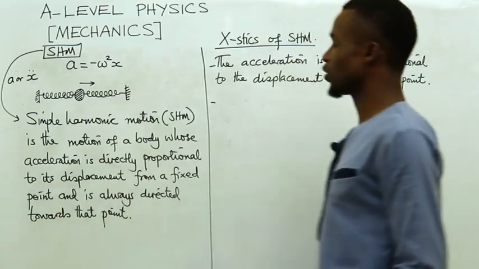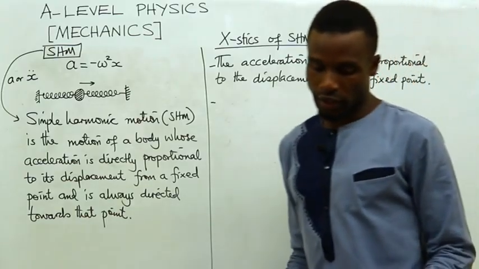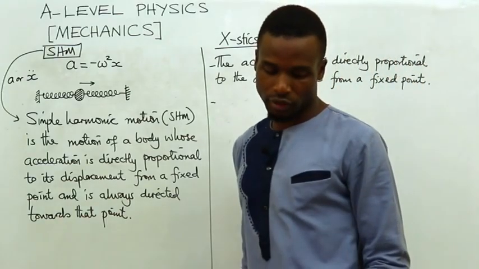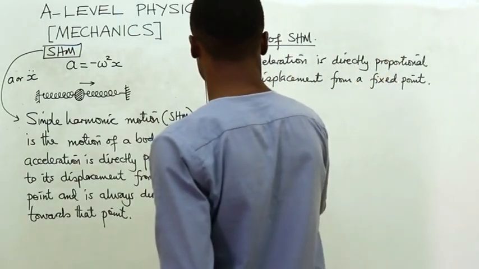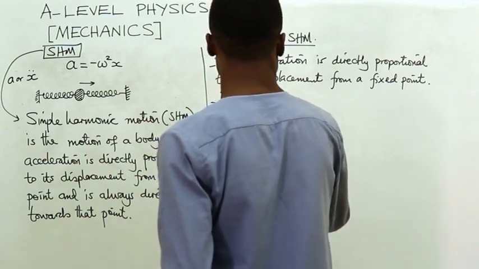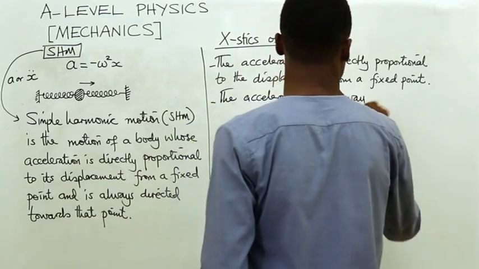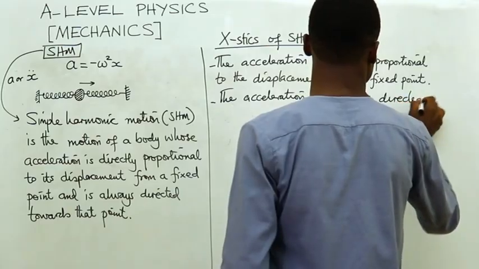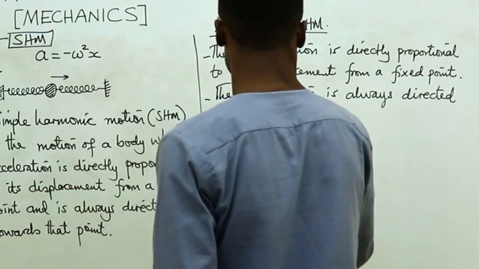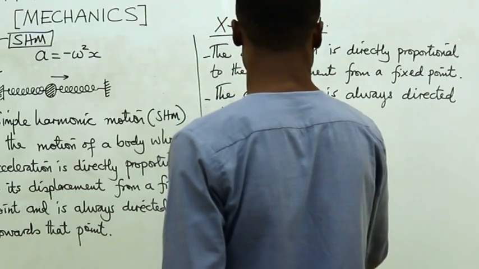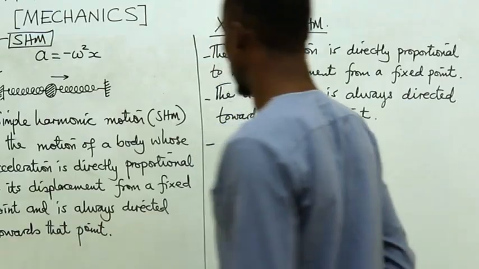Next, still in the definition, there is some other part. We said that acceleration is directed towards that point. So you can go on and say that its acceleration is always directed towards a fixed point. The acceleration is always directed towards that fixed point. The fixed point is the equilibrium point.